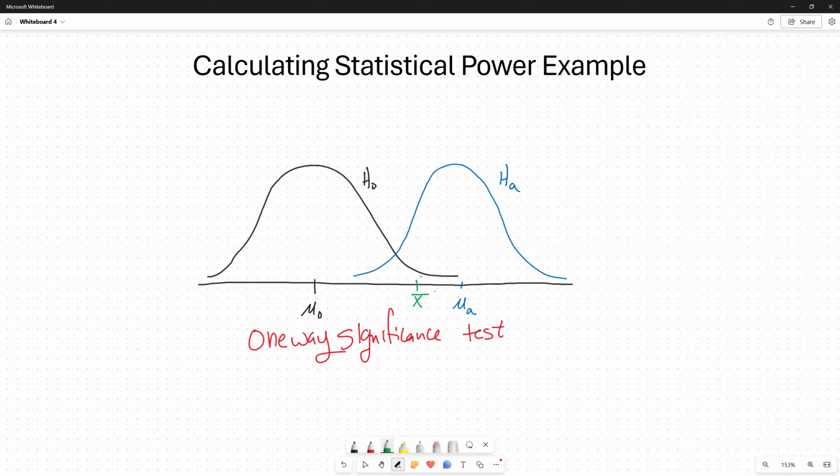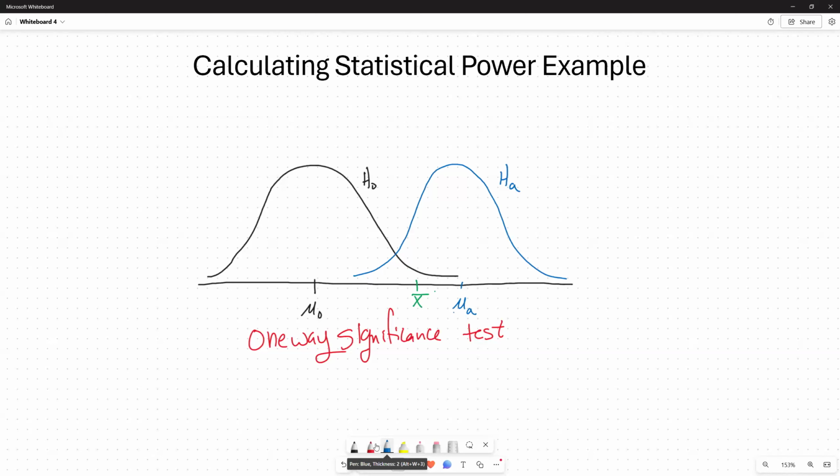And X bar could be from the null distribution. It just could be a really unlikely value to have occurred, or it could come from this alternative distribution. And what we're trying to calculate is the power, or probability that our test will, if X bar comes from the alternative distribution, reject the null hypothesis.